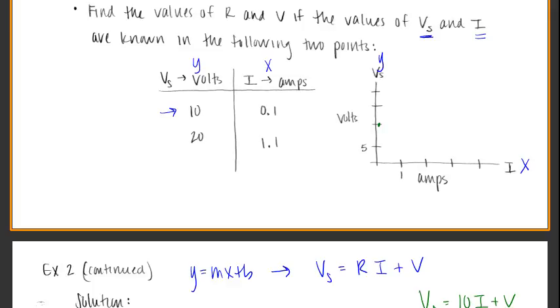Okay, and at 1.1 we're up at 20. So 5, 10, 15, and 20. And our initial voltage was that last thing we found, which was 9, which makes sense. It's fitting right in there. So if we connect all the dots, you will see your linear equation just right there.